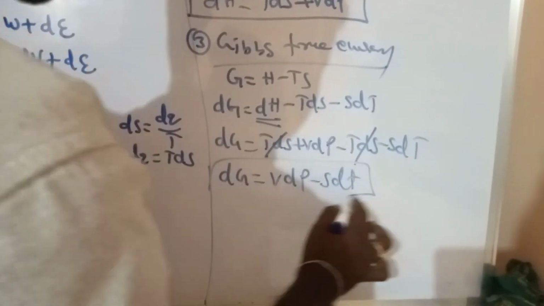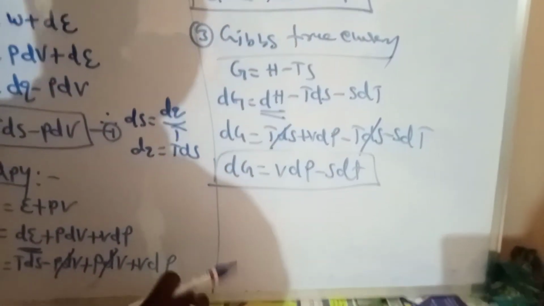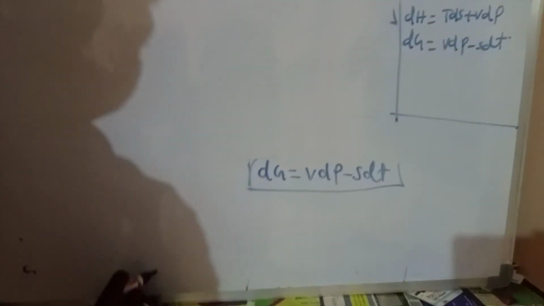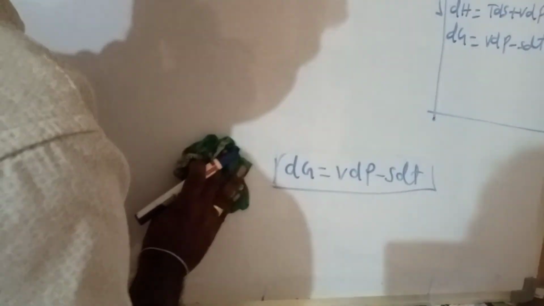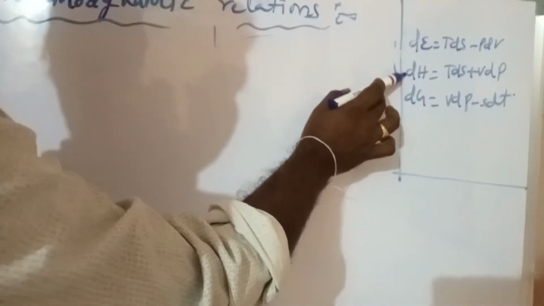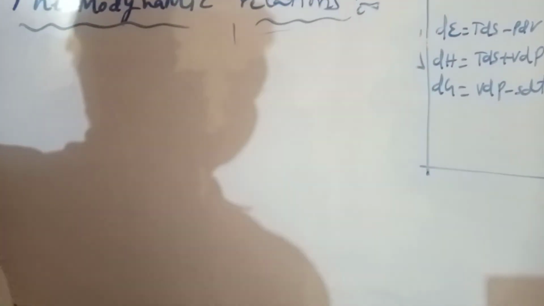This is the Gibbs free energy thermodynamic relation: dG is equal to VdP minus SdT. Okay, we have three thermodynamic relations so far. Those are internal energy, enthalpy, and Gibbs free energy.